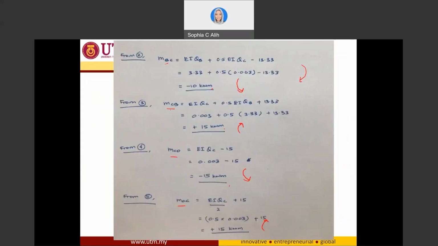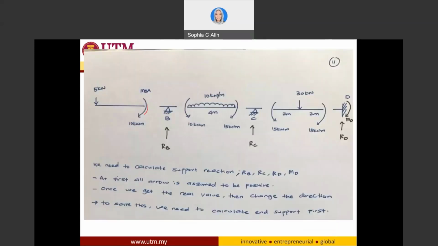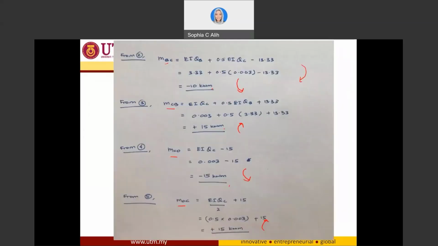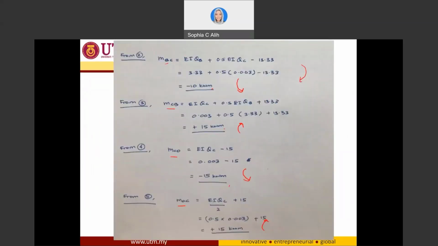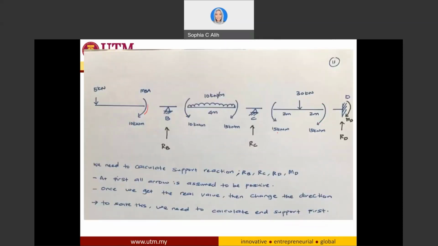And for CB, it is positive 15. So clockwise direction, 15. And for CD, negative 15. So negative 15 is counterclockwise 15. And for DC is positive 15. So clockwise direction 15. This is all that I have calculated based on my slope deflection method. This one, this one, this one, this one, and this one.